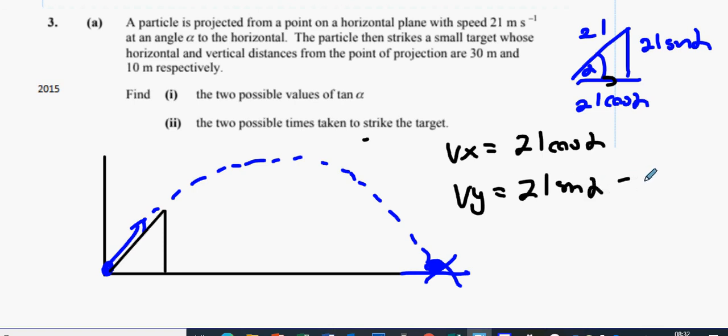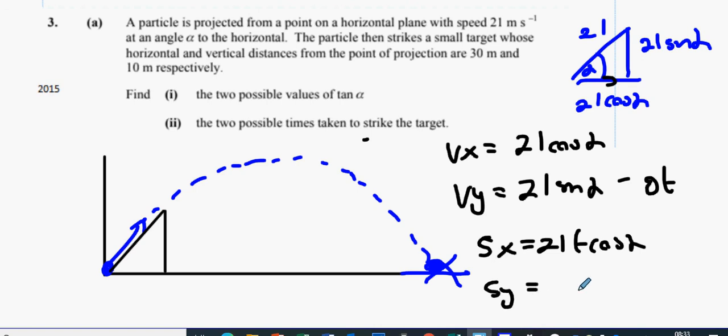Take away gt. And now you have your Sx, which is 21t cos alpha, and Sy equals 21t sine alpha minus a half gt squared. If you made a mistake before here, you're in trouble. Always check. Just double check everything before you continue. Okay, we're good. Now, what's our information?